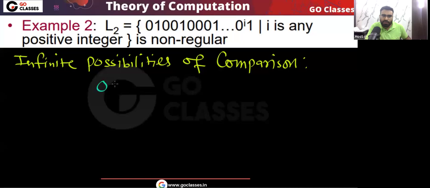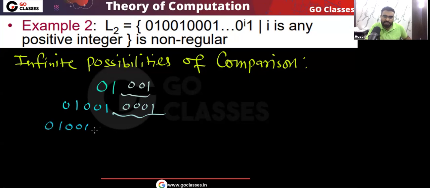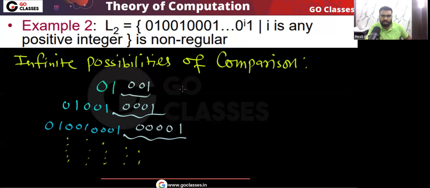For example, if you have this string, then after this string what should come? Yes or no? There is infinite possibility. For example, if this is your first part of the string, then after this 0 0 0 1 should come. Yes or no? Like this. If your first part of the string is like this, then after this what should come? I hope you are getting the point. And so on, so there are infinite possibilities of comparison. Do you agree?